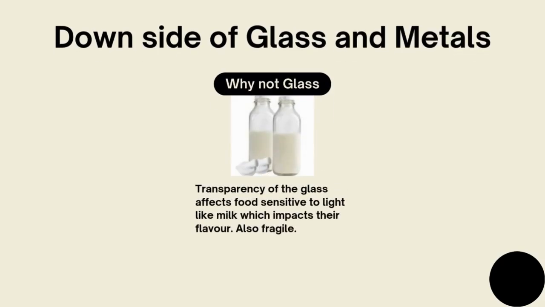And since glass is corrosion resistant, why is it not a common material used for acidic foods like milk? As glass is transparent, foods that are light sensitive such as milk might result in losing their flavor. Also, it is fragile and breaks easily, unlike the conventional milk cartons, which are made of paper lined with polyethylene.